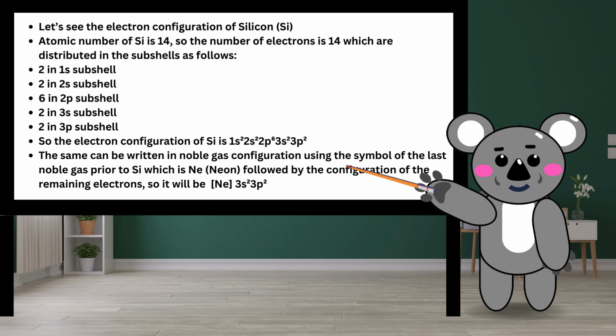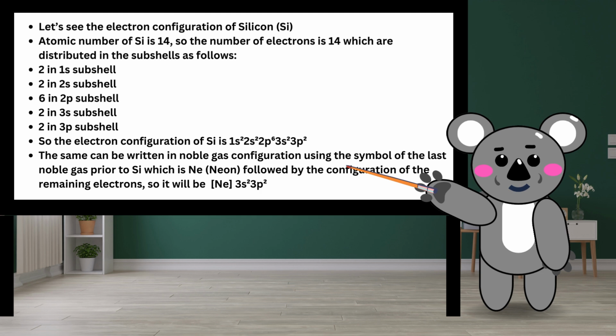Let's see the electron configuration of silicon, Si. Atomic number of Si is 14, so the number of electrons is 14, which are distributed in the subshells as follows: 2 in 1s subshell, 2 in 2s subshell, 6 in 2p subshell, 2 in 3s subshell, 2 in 3p subshell. So the electron configuration of Si is 1s2, 2s2, 2p6, 3s2, 3p2.